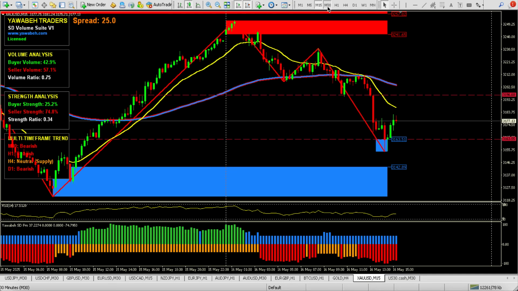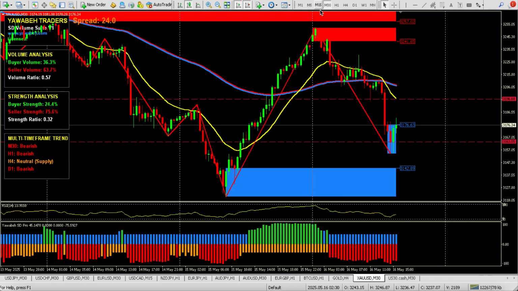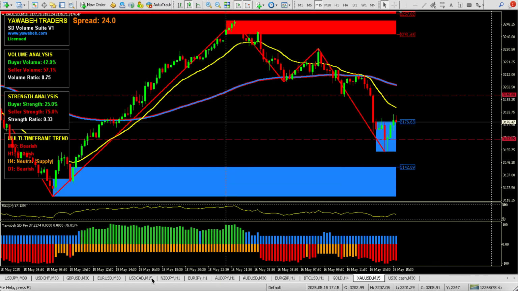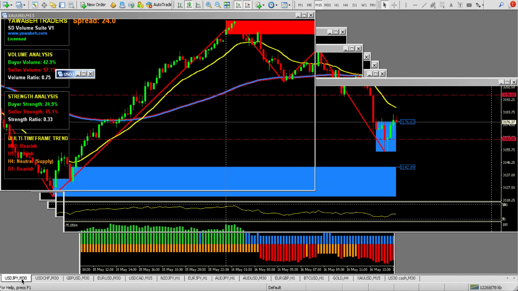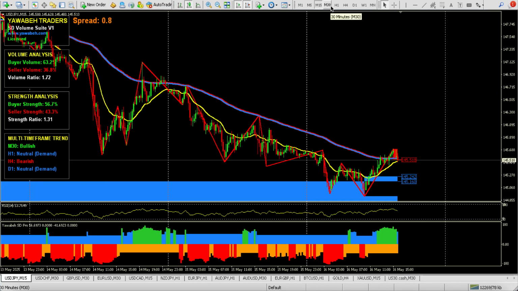Let's say if we switch here to M30, it gives you an alert telling you there is strong supply on gold on this time frame, and showing you the buyer strength and the seller strength. So those who are not even using this system will be getting the volume strength data on their mobile application. If you switch the time frame, you can see it gives you different signals. If we switch to, let's say, USD/JPY, it will again give you the signal if there is one.